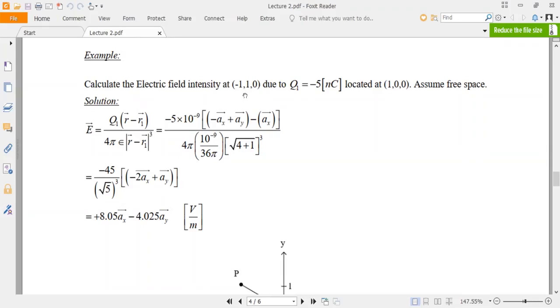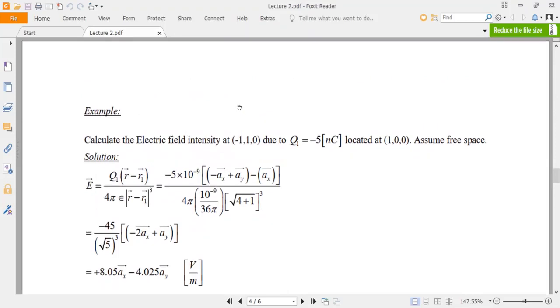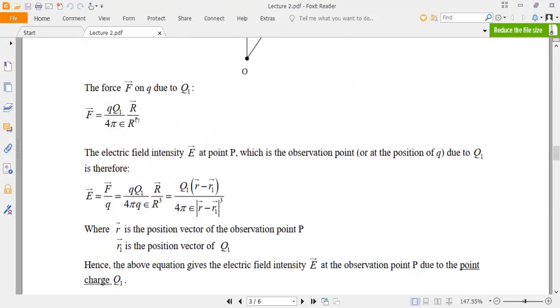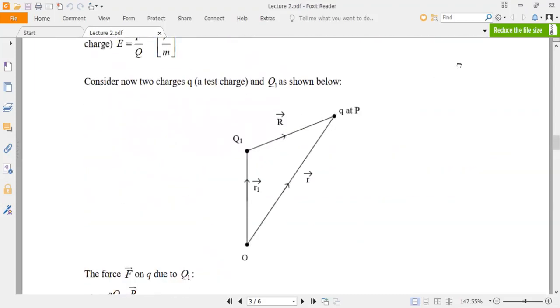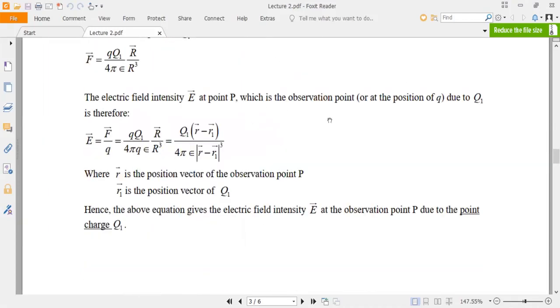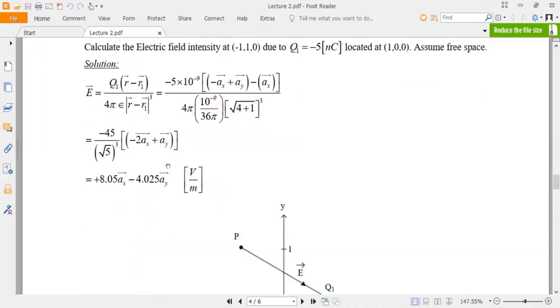As you can see, it depends on the distance vector cubed, and how far the charge is. So the electric field will change its magnitude as you go far away from the charge. You know this very well, right? See, it's the magnitude of the distance vector cubed. So if this R increases, if this R becomes large, then your force or your electric field value will go down. It will decrease.